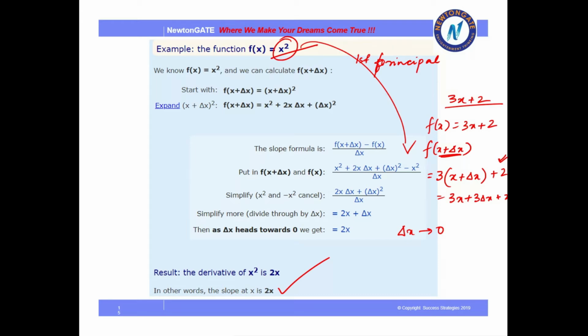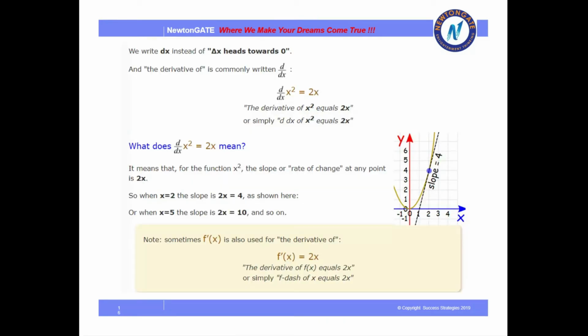So this is by first principle formula. The derivative is now commonly written as d dx. So d dx of x square is 2x, or the derivative of x square is 2x. Now d dx is also represented as f dash x. So this is the first derivative, which is written as f dash x.